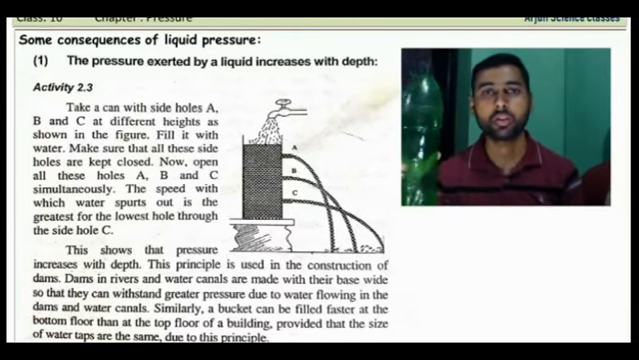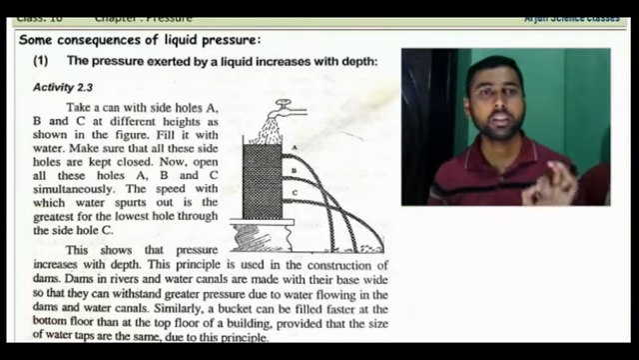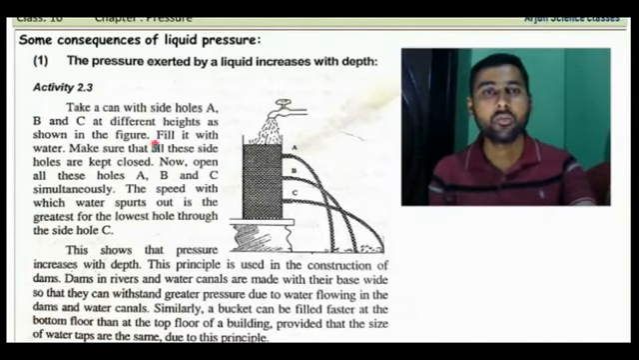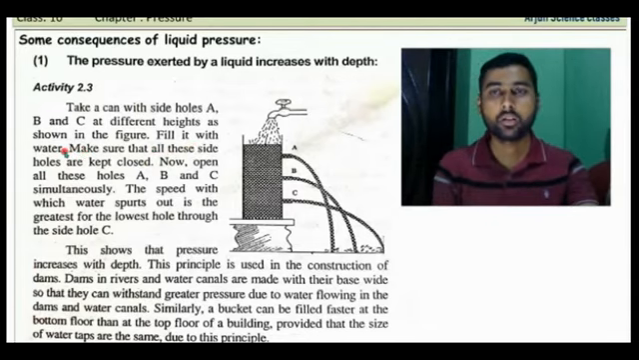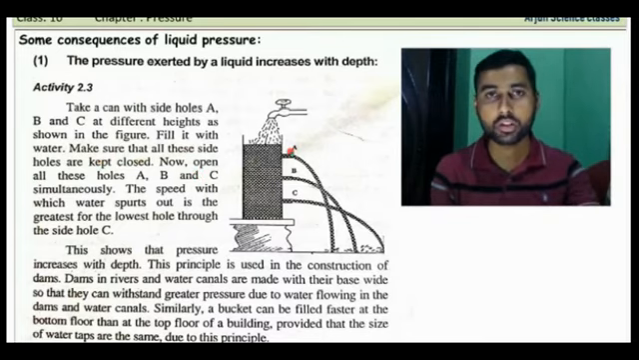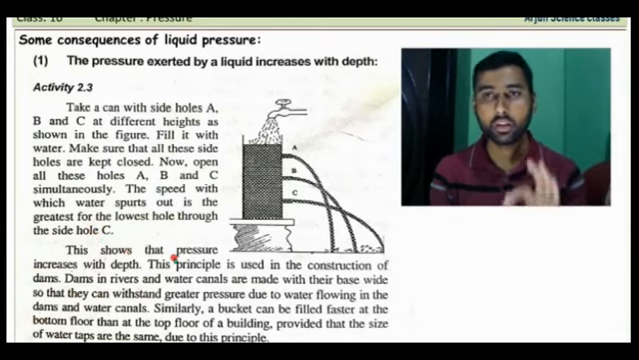You can do this experiment at your home. Here, take a can with side holes A, B and C at different heights as shown in the figure, and fill it with water. Make sure that all these side holes are kept closed. Now open all these holes A, B and C simultaneously at once. Then the speed with which water spouts out is the greatest for the lowest hole, through the side hole C. This shows that pressure increases with depth.